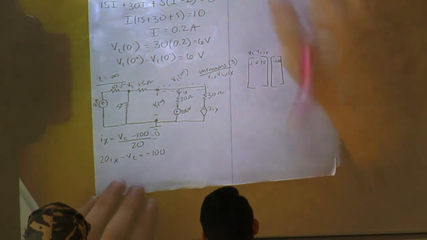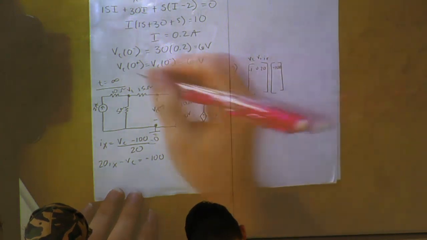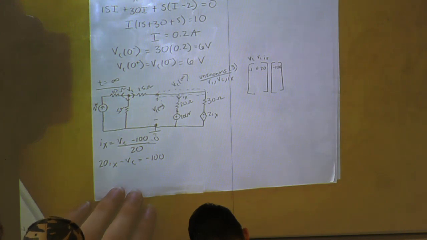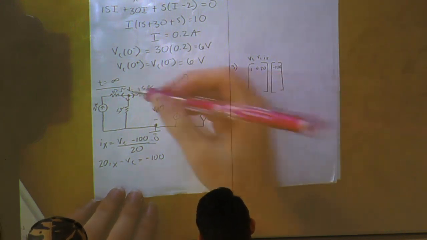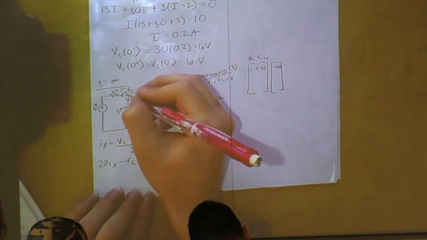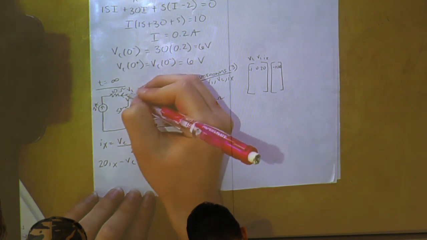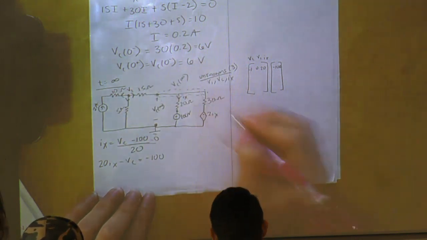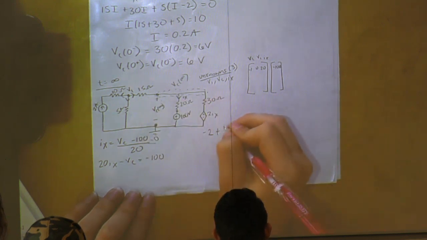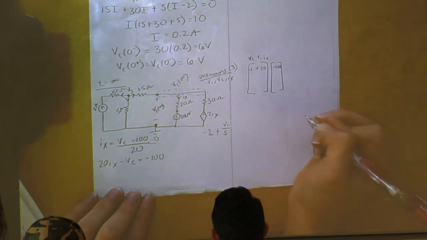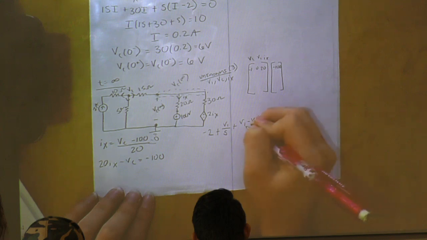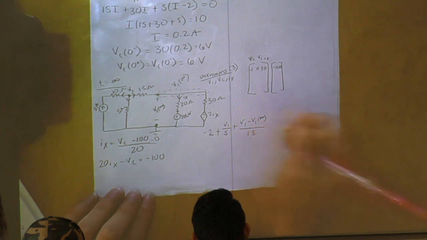Now we can do a KCL at our V1. So we'll have 1, 2, 3 currents at our V1. So we know this current coming in is 2 amps. So if we want to declare it as going out, we can say negative 2 plus V1 over 5 plus V1 minus VC of infinity all over 15.